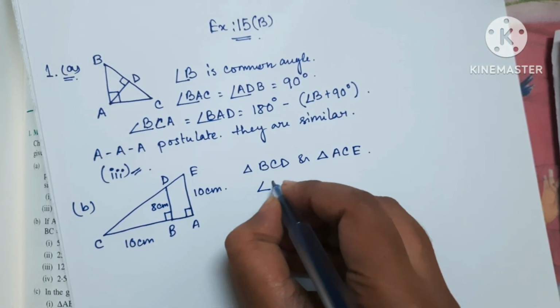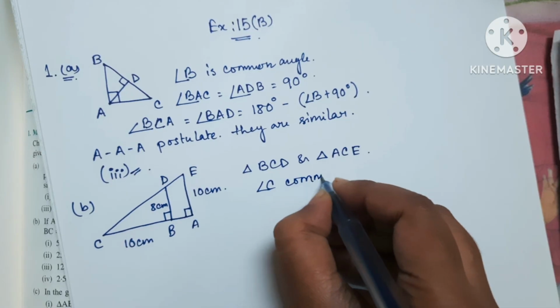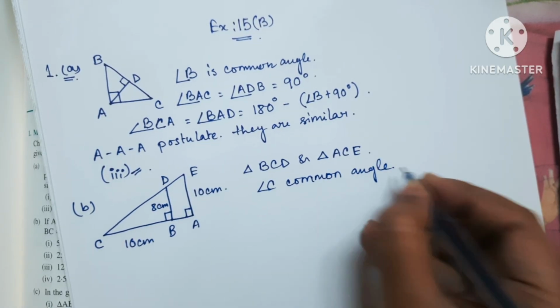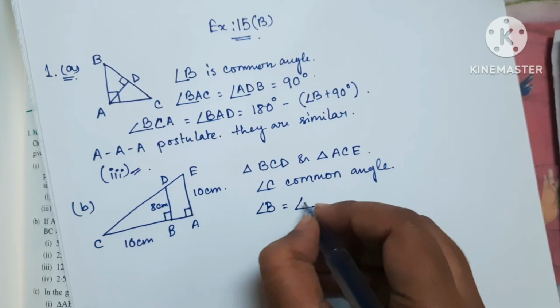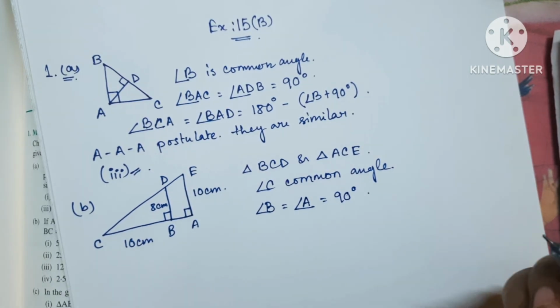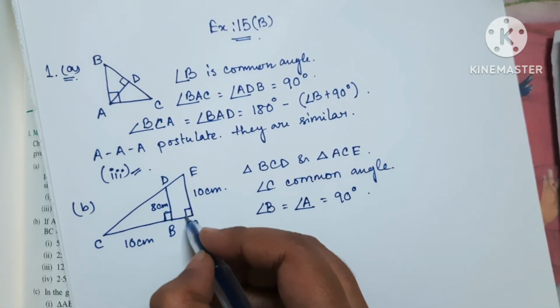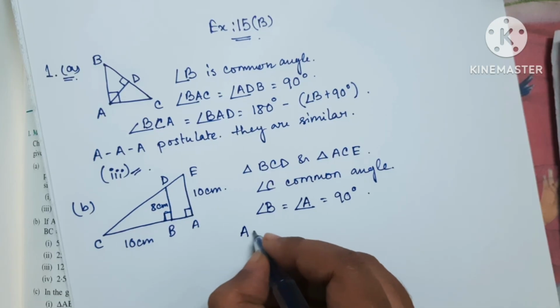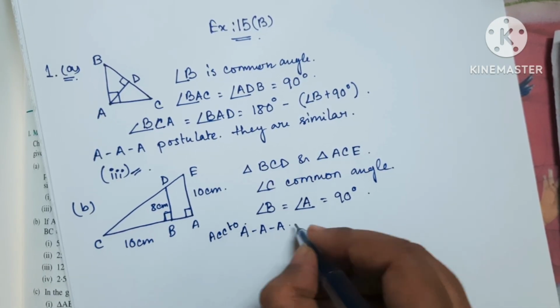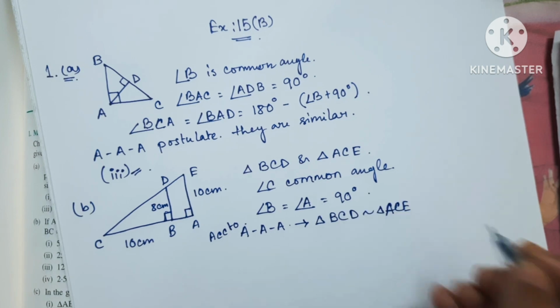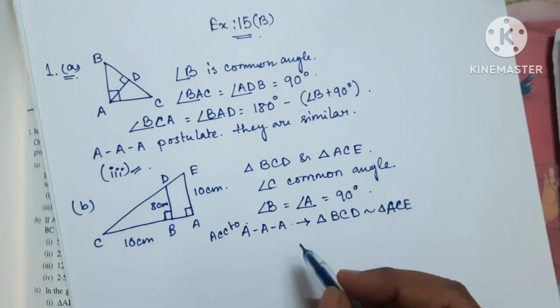Why? Because C is a common angle. And angle B is equal to angle A is equal to 90 degree. Okay. This one is 90 degree. This one is also 90 degree. So according to AAA, they are similar. Now see another thing.